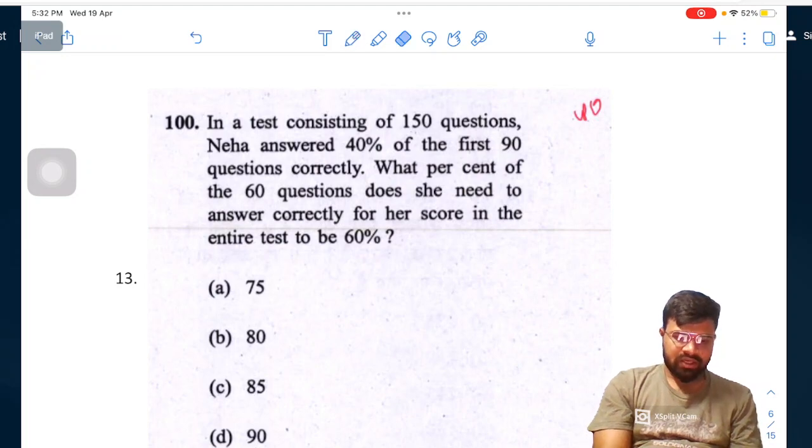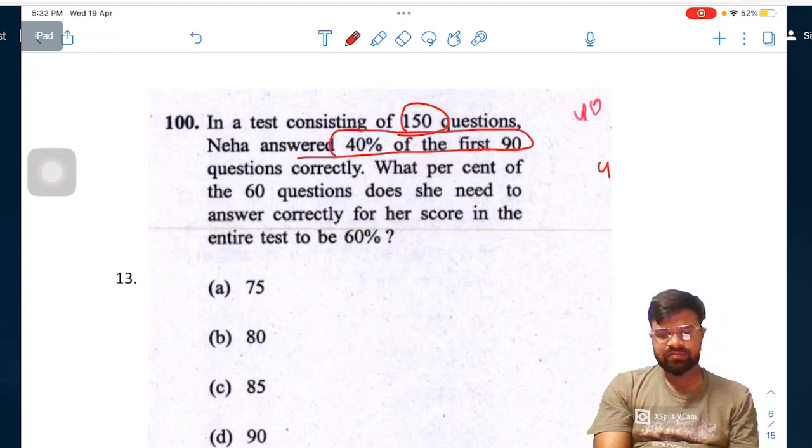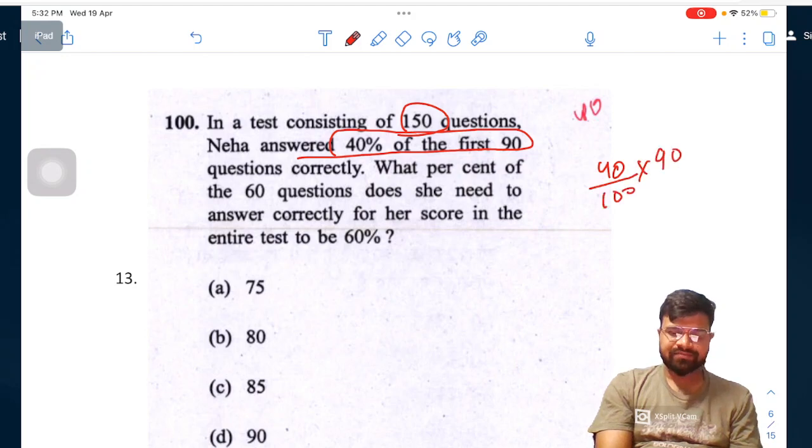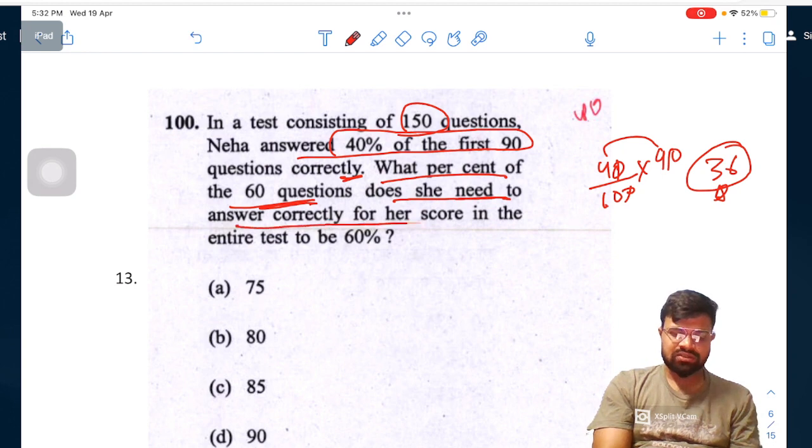Now, in a test of 150 questions, Neha answered 40% of the first 90 questions. 40% of the first 90 questions means 40 by 100 into 90. That means 36 questions she had done correctly. What percentage of the last 60 questions does she need to answer correctly to score 60%?